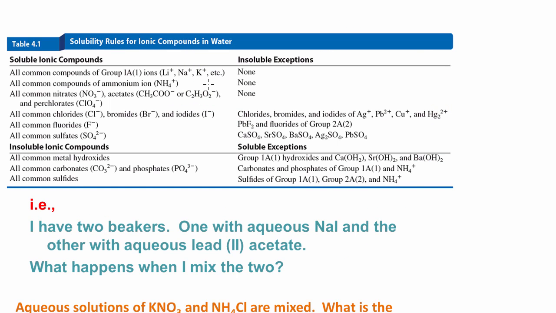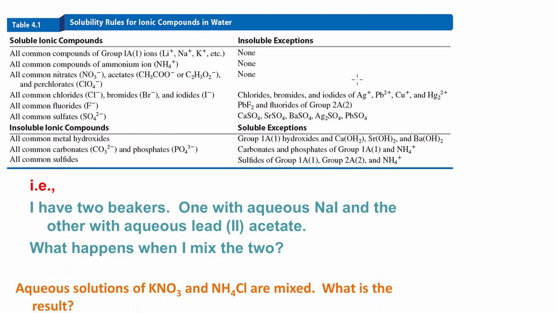This is where the solubility rules come in. You don't have to memorize these. I will give you these on an exam. But here's how it works. Here we have the soluble compounds. Okay, so all the soluble ionic compounds. So all the compounds of group 1A ions are soluble. So anything that contains a group 1A, sodium, potassium, cesium, any compound that contains those is going to be soluble. All compounds that contain ammonium are going to be soluble. All nitrates and acetates and perchlorate compounds are soluble.